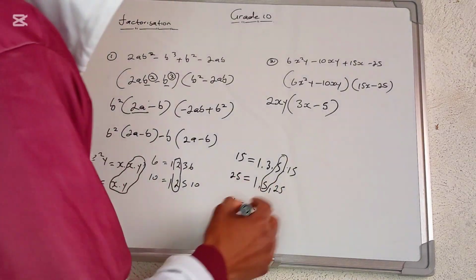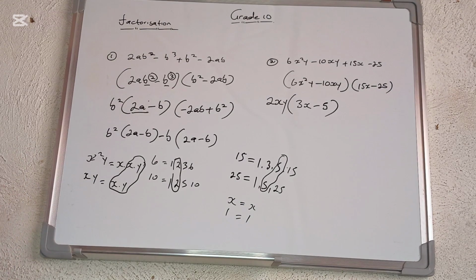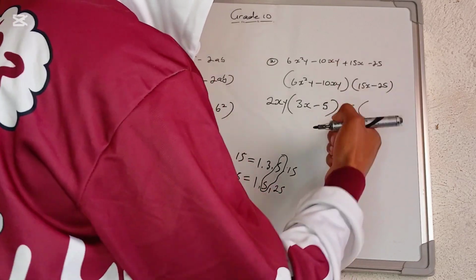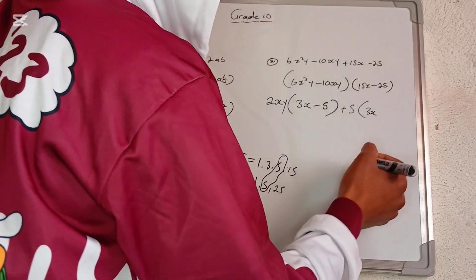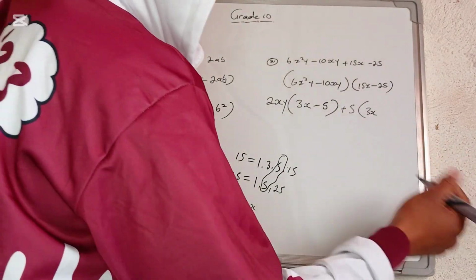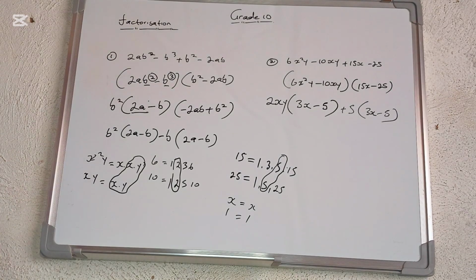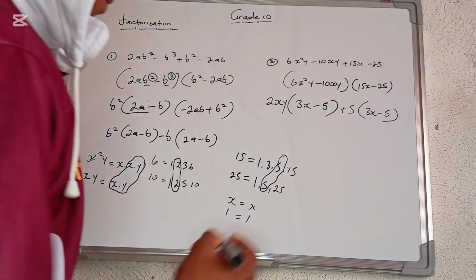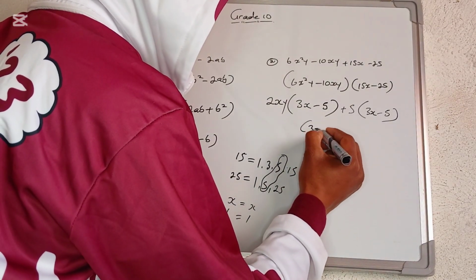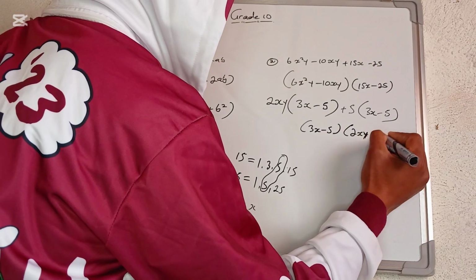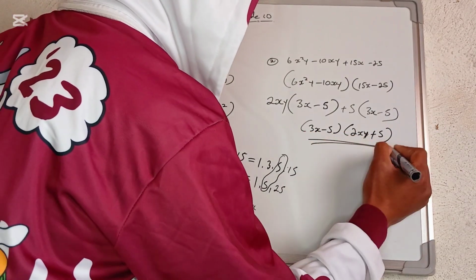Nothing is common here. So the number that we're going to use is 5, only 5, no variable on that 5. So we're going to have a positive 5. 15 divided by 5 is 3x, and then 25 divided by 5: 5, 10, 15, 20, 25, is negative 5. Then you take out the common factor again, which is 3x minus 5, 2xy plus 5. You have solved your equation.